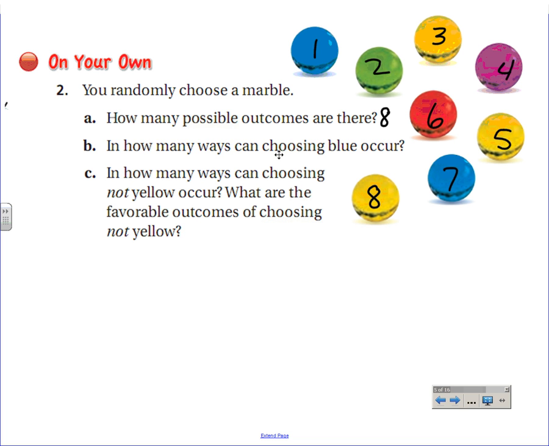It says, in how many ways can choosing blue occur? Well, there's 2 blues in there, so I'm going to just say 2. Question C says, how many ways can choosing not yellow occur? So not yellow, that'd be this one, this one, this one, this one, this one. That's 1, 2, 3, 4, 5 not yellow outcomes. And we're not going to look at this last question.